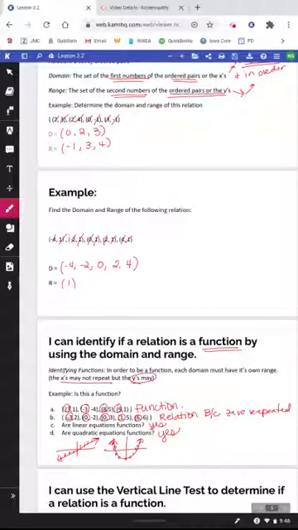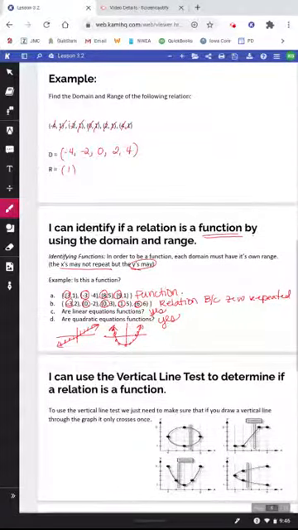So an easier way to do those, instead of trying to list all of those coordinates for part C and part D, is if you go back to remember what the vertical line test is. The vertical line test says if you draw a vertical line through any part of your graph, it can only cross once. So any vertical line you draw through any part of the graph may only cross once.